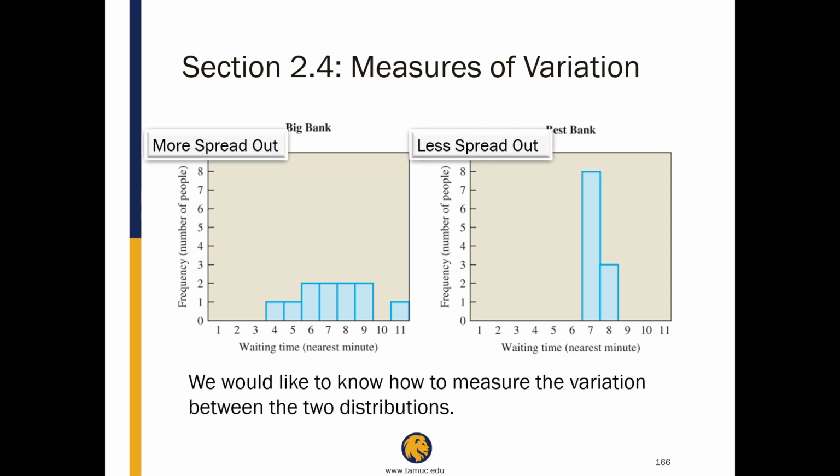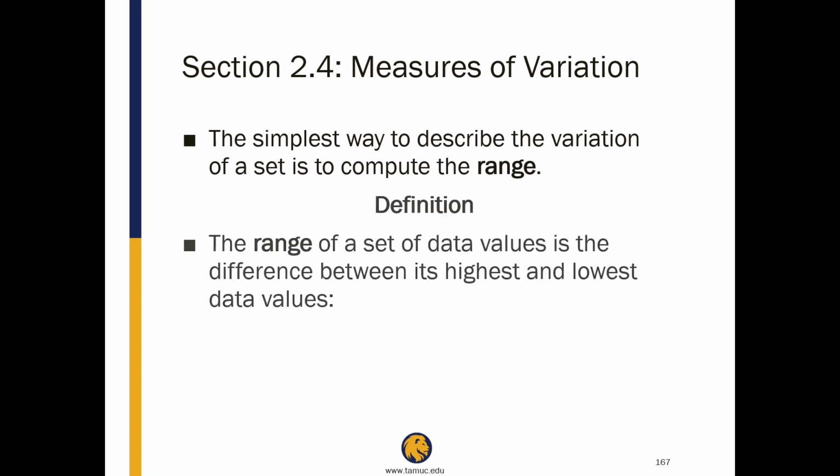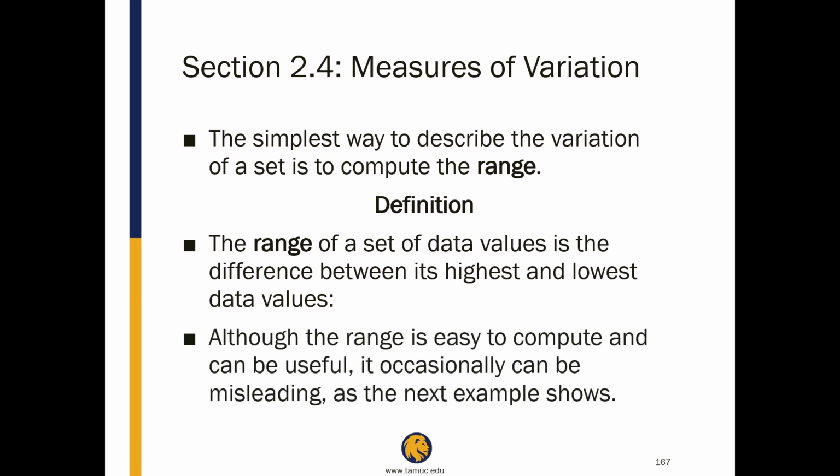So we'd like to know, how are we going to measure this variation? Kind of like how we measure the mean, the median, and the mode for the average. How do we measure another number to go along with it to help us understand how much spread there is in the data, how much variation there is? One particular way, the simplest way we could start, is by doing something called the range. The range, for a set of data values, is the difference between the highest and the lowest data values. So you're basically going to take the largest number and subtract away the smallest number, and we call that the range. Although the range is easy to compute and can be useful, it occasionally can be misleading, as we're going to see in this next example.